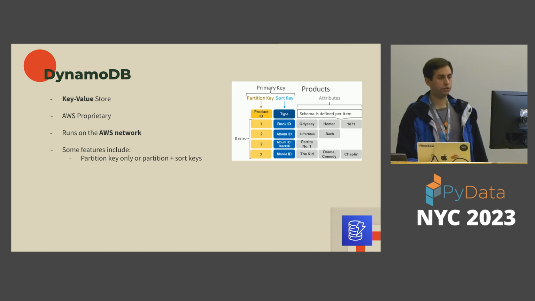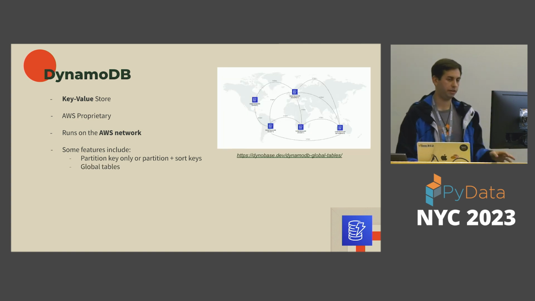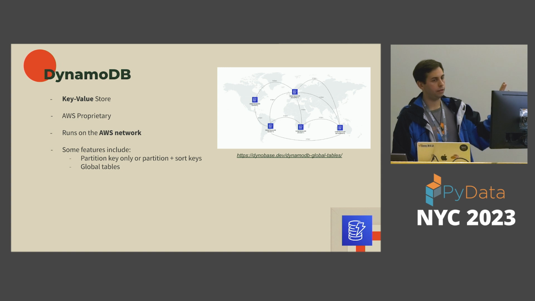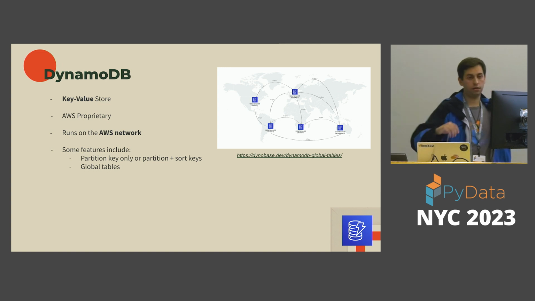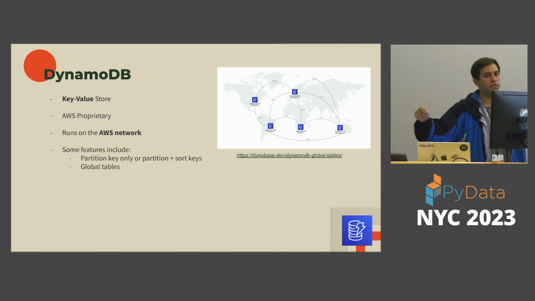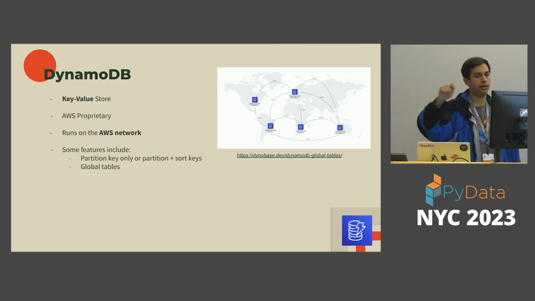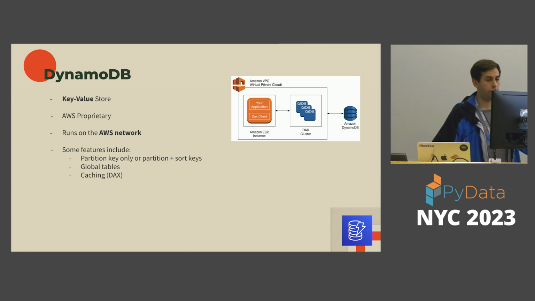And then some features include that you can either use a partition key only or both partition and sort keys. Very detailed explanation. Then you can have global tables, which means if you're running a DynamoDB database in the US and then you want to deploy your application to Australia, then to reduce latencies, you can replicate the data across the world. You have caching of reads, which is using DAX.